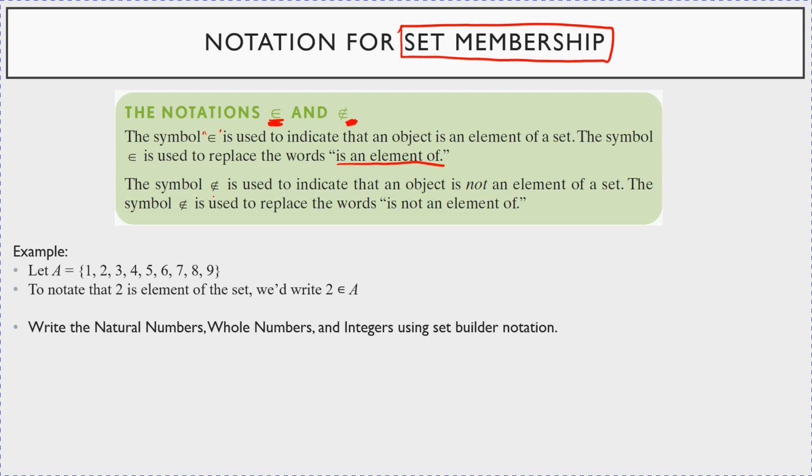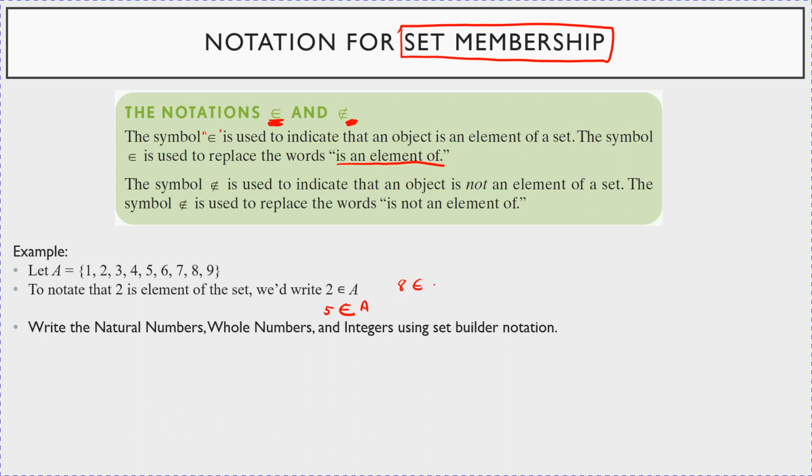All right, so let's take a look at this. Let A be equal to the set of the numbers 1, 2, 3, 4, 5, 6, 7, 8, and 9. To denote that 2 is an element of the set, this is what we can write: 2 is an element of A.